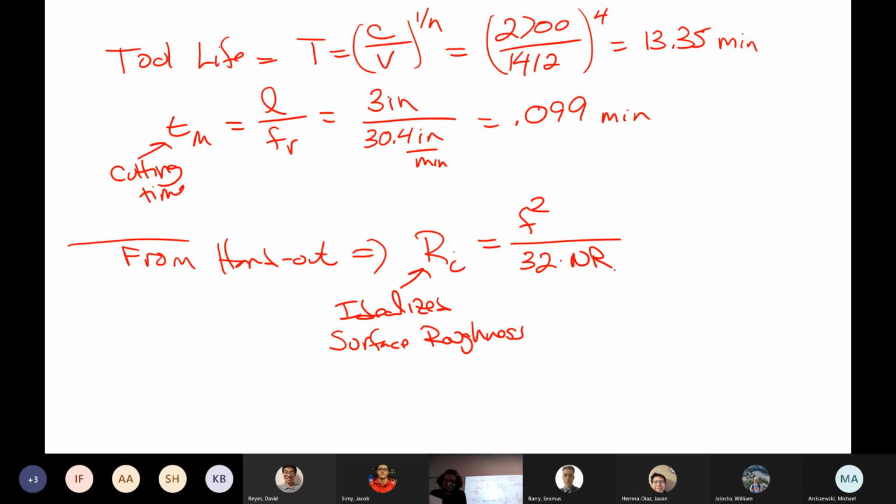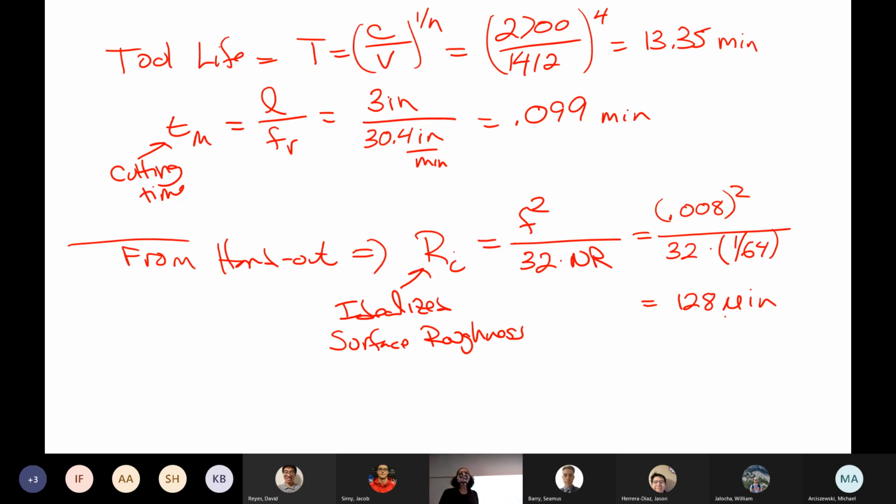So if I want to look at what we have here, this is going to be 0.008 squared divided by 32 times 164, and this is equal to 128 microinches, 128 times 10 to the negative 6 inches.